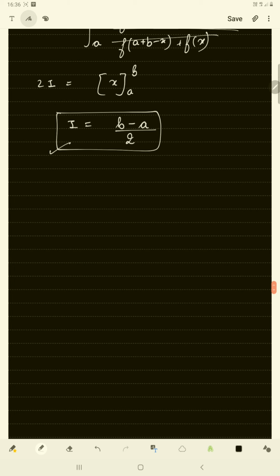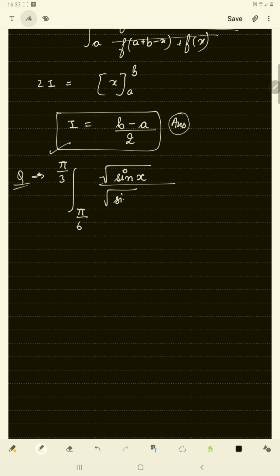So let's take another question. This is our final answer to the question above. Let's take another question. Now this question is where the trick begins, and we need the rule more in this property. The integral of under root sin x upon under root sin x plus under root cos x dx.